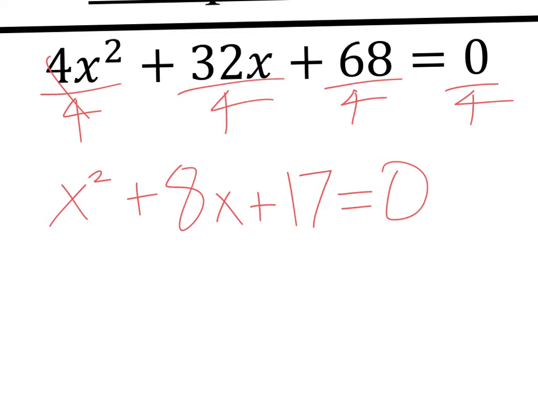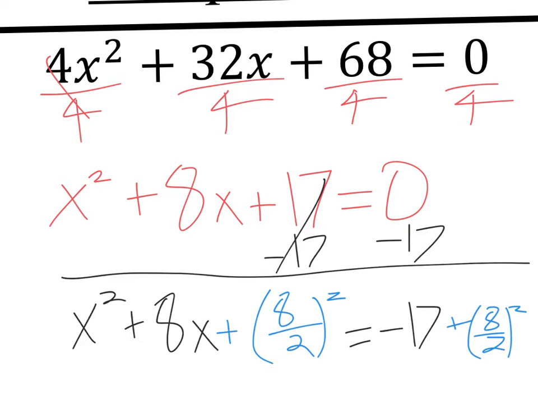Now I'll proceed like I was doing the completing the square problems when a equals 1 in the previous video. So I need to minus the 17 over to the other side, and then I need to add in that b over 2 squared value to both sides. My b value is 8. Remember, the b is always the value that's by the x. Don't include the x though. So I'm just going to take 8, divide it by 2, and square it, and add it in on both sides. 8 divided by 2 is 4, and 4 squared is 16. So I'm adding 16 to both sides.